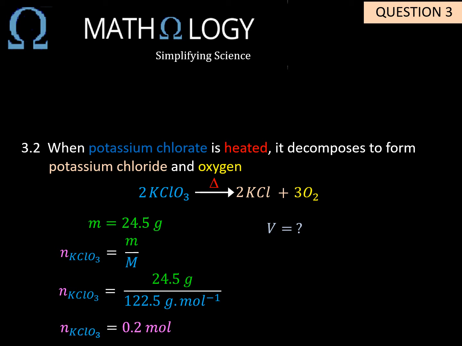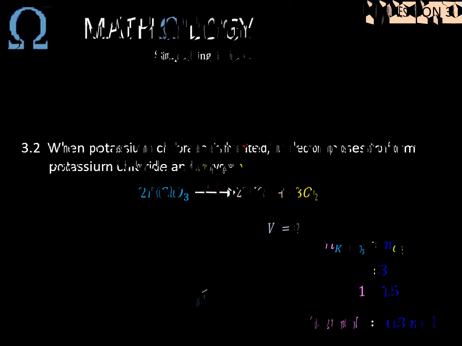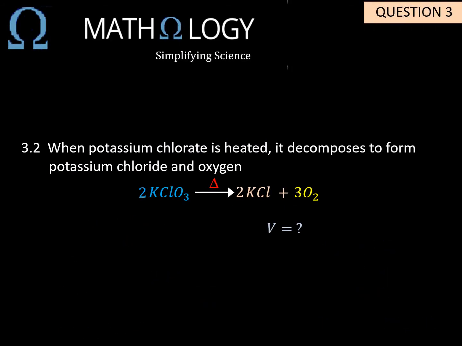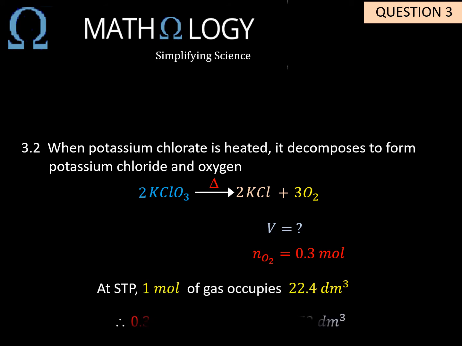And now we use mole ratio to determine the number of moles of oxygen gas formed from this decomposition, which is 0.3 moles. And now that we have the number of moles of oxygen formed at SDP, we can calculate the volume occupied by the gas, which is 6.72 cubic decimeters.